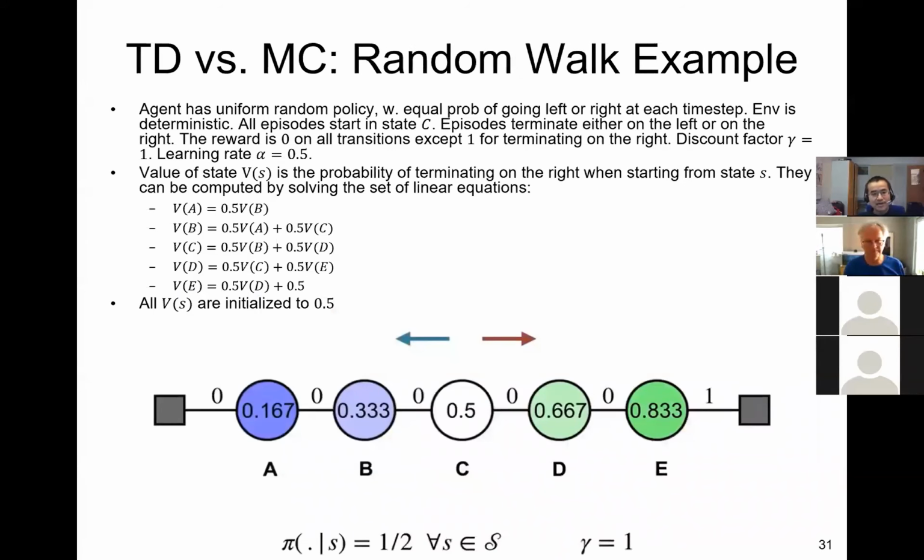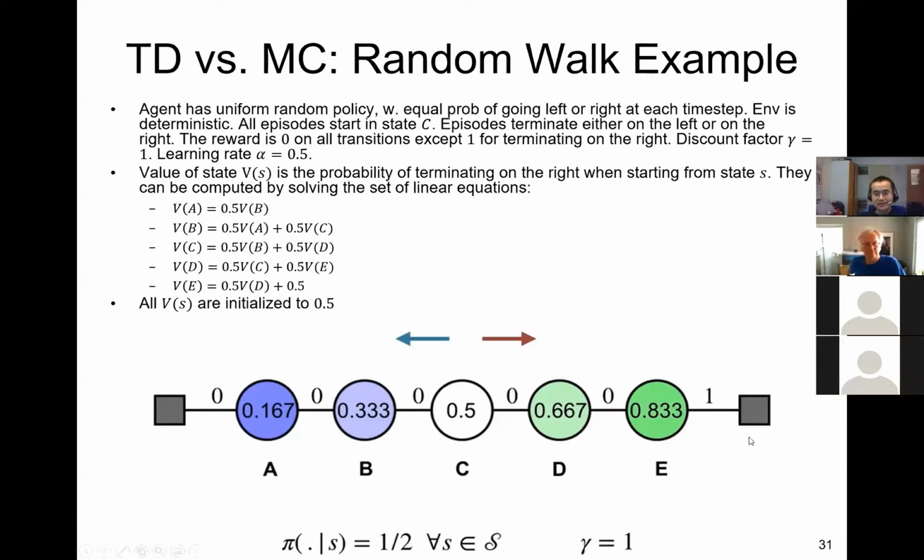So let's look at one example of a random walk. This is a one-dimensional grid. The agent has a uniform random policy, with equal probability of going left or right at every time step. The environment is deterministic. All episodes start in state C, the central state. Episodes terminate either on the left or on the right. Reward is 0 on all transitions except 1 for terminating on the right.